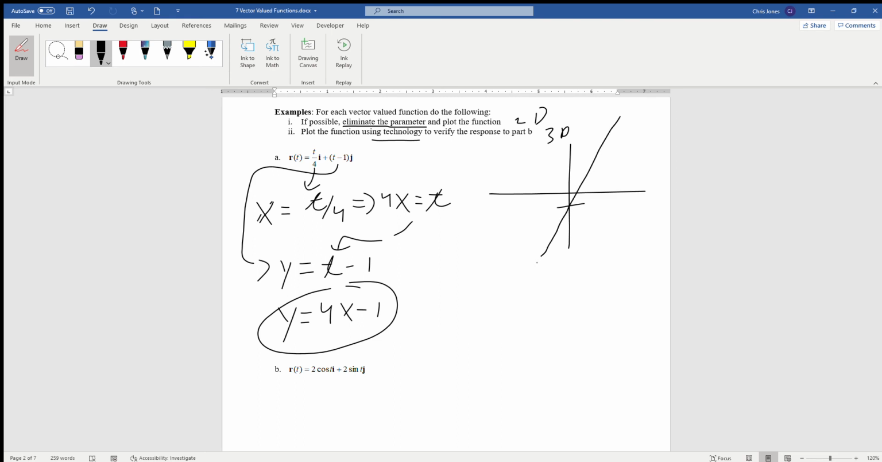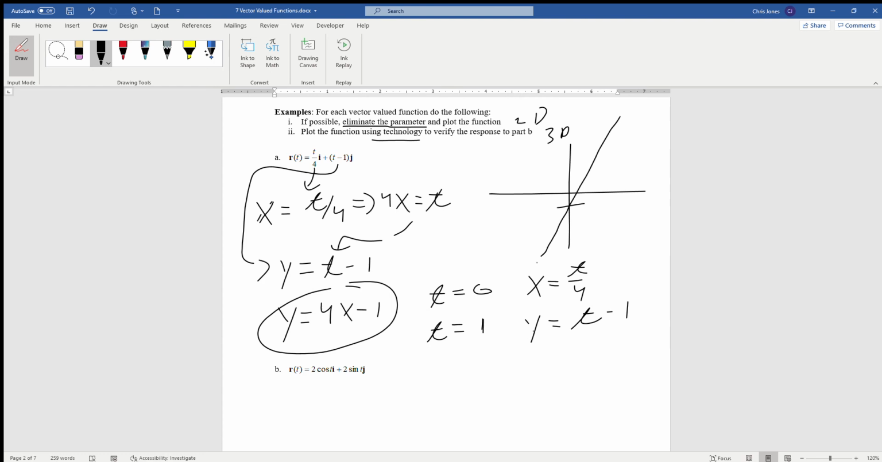However, we also need to figure out the orientation. And orientation is what direction does it move. Here's how we do that. I'm just going to substitute two really easy values back in, t equals 0 and t equals 1. And I'm going to go back to the original and see what that does. Remember, we had x equals t over 4, and y equals t minus 1.